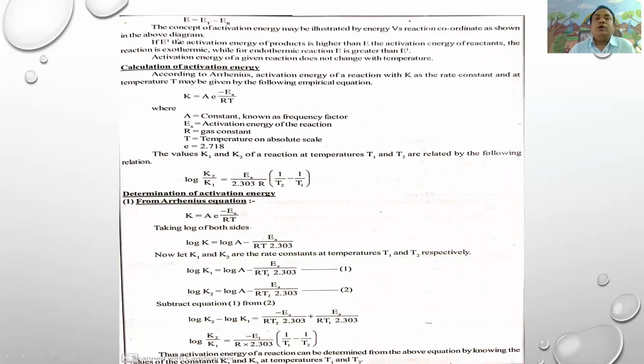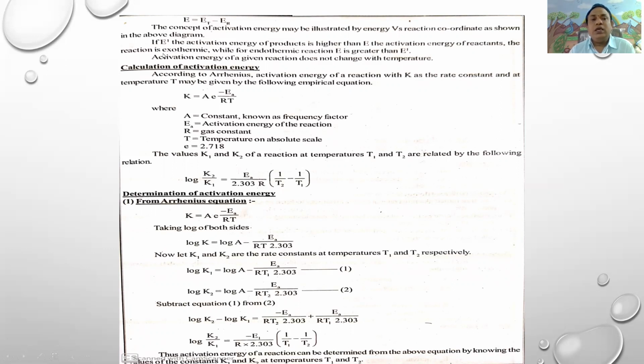That is E activation energy, EA, equal to threshold energy ET minus average energy possessed by the molecule ER. The concept of activation energy may be illustrated by energy versus reaction coordinates as shown in the above diagram.